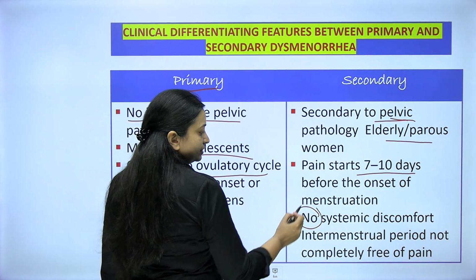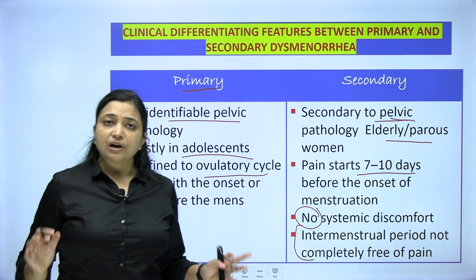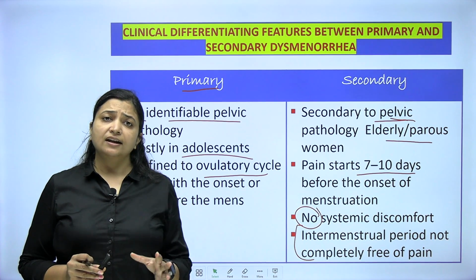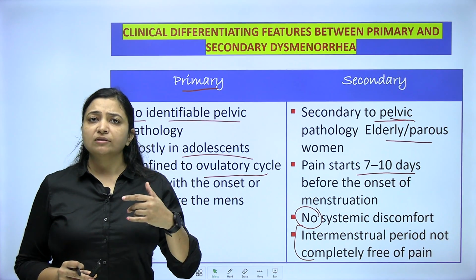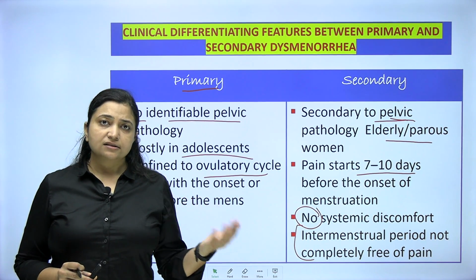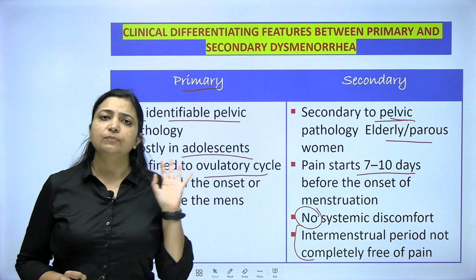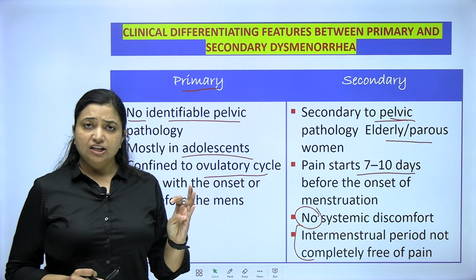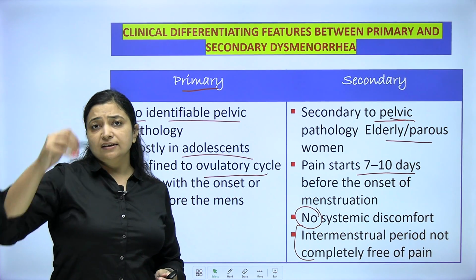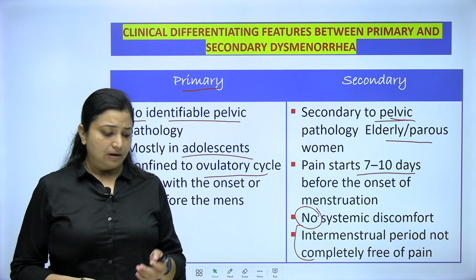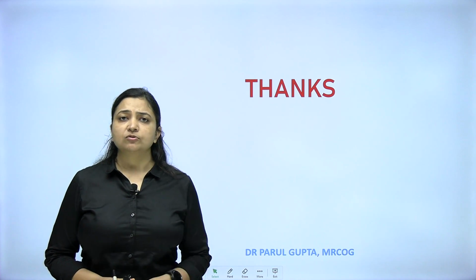No systemic discomfort, and most important, the intermenstrual period is not completely pain free. The patient has a dull aching pain which is there for the whole 30 days of the cycle, but it increases during menstruation and is dull aching at the rest of the time of the cycle. But in cases of primary dysmenorrhea, the rest of the month goes absolutely pain free. So this way, by the age, by the occurrence of the pain, by looking at the symptoms and the pain graph, you can actually differentiate between primary and secondary dysmenorrhea. With that, I finish off this topic of dysmenorrhea. Thank you so much.